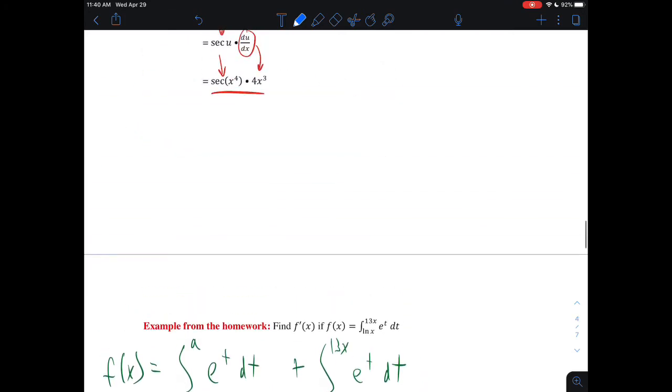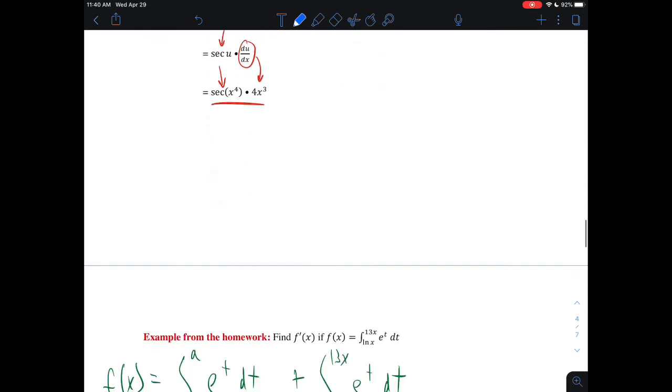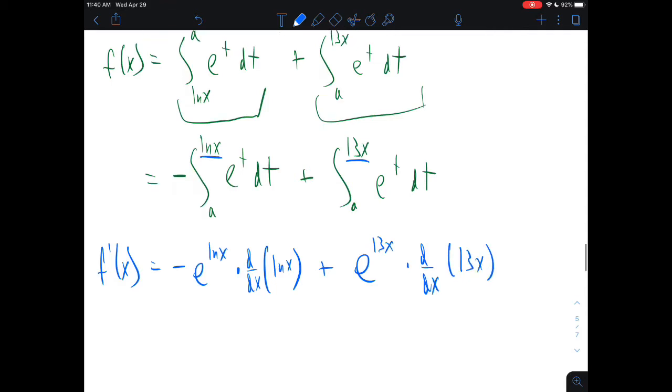So you don't have to go through all these steps that I had with replacing it with u. Just remember that that's all you have to do. It's the integrand, e to the t, evaluated at the upper limit, in this case natural log of x, times the derivative with respect to x of that upper limit, natural log of x. So the next integral will be again my integrand, e, but now evaluated at the upper limit, which is 13x, times the derivative with respect to x of 13x. So now let's simplify.